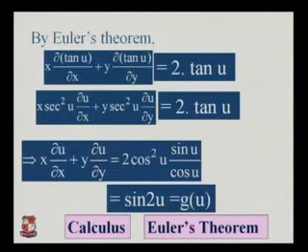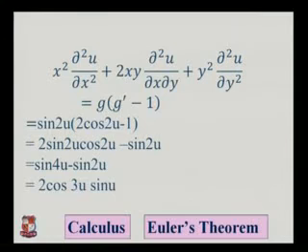This is f of u we have. So simplifying this, we have the answer that x del u by del x plus y del u by del y is equal to sin 2u, which is our g of u.